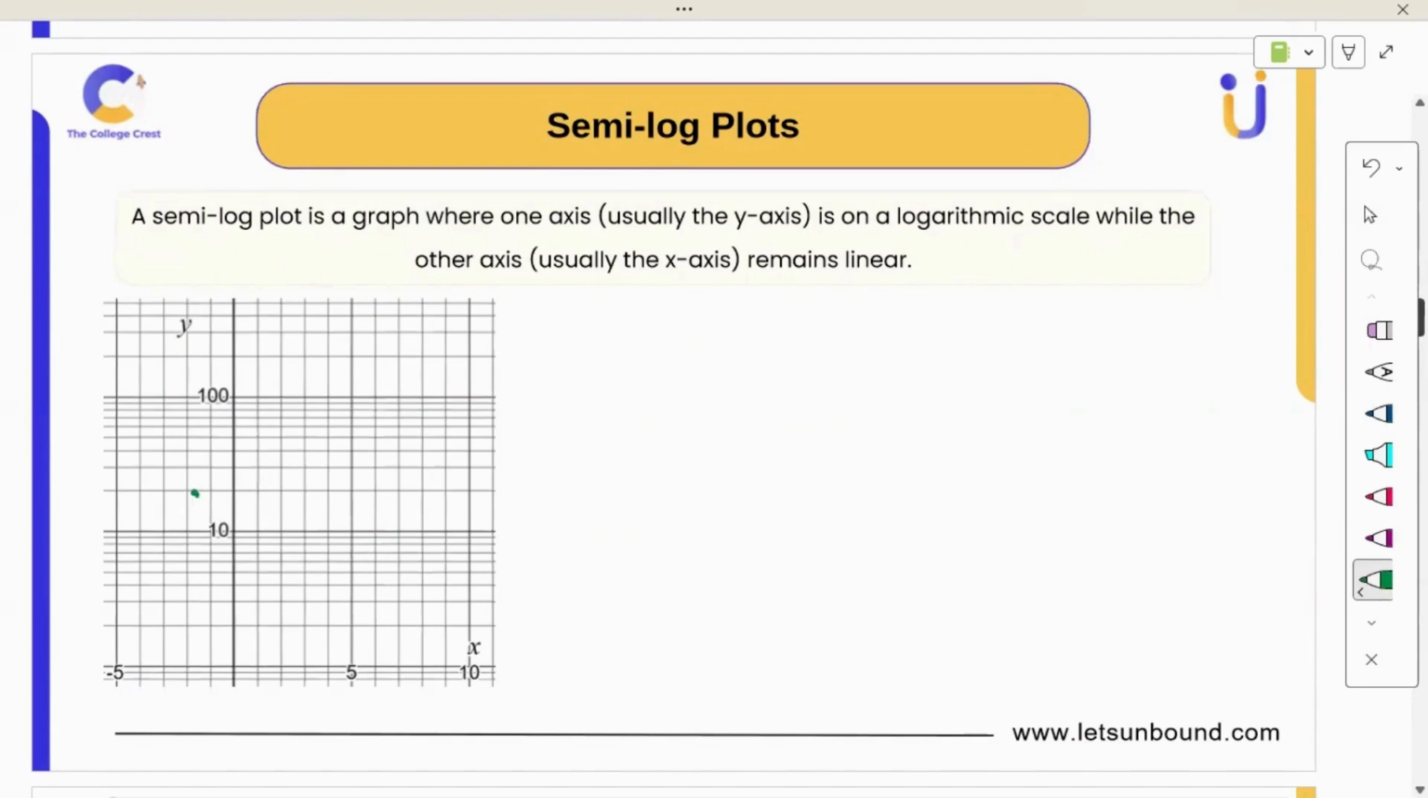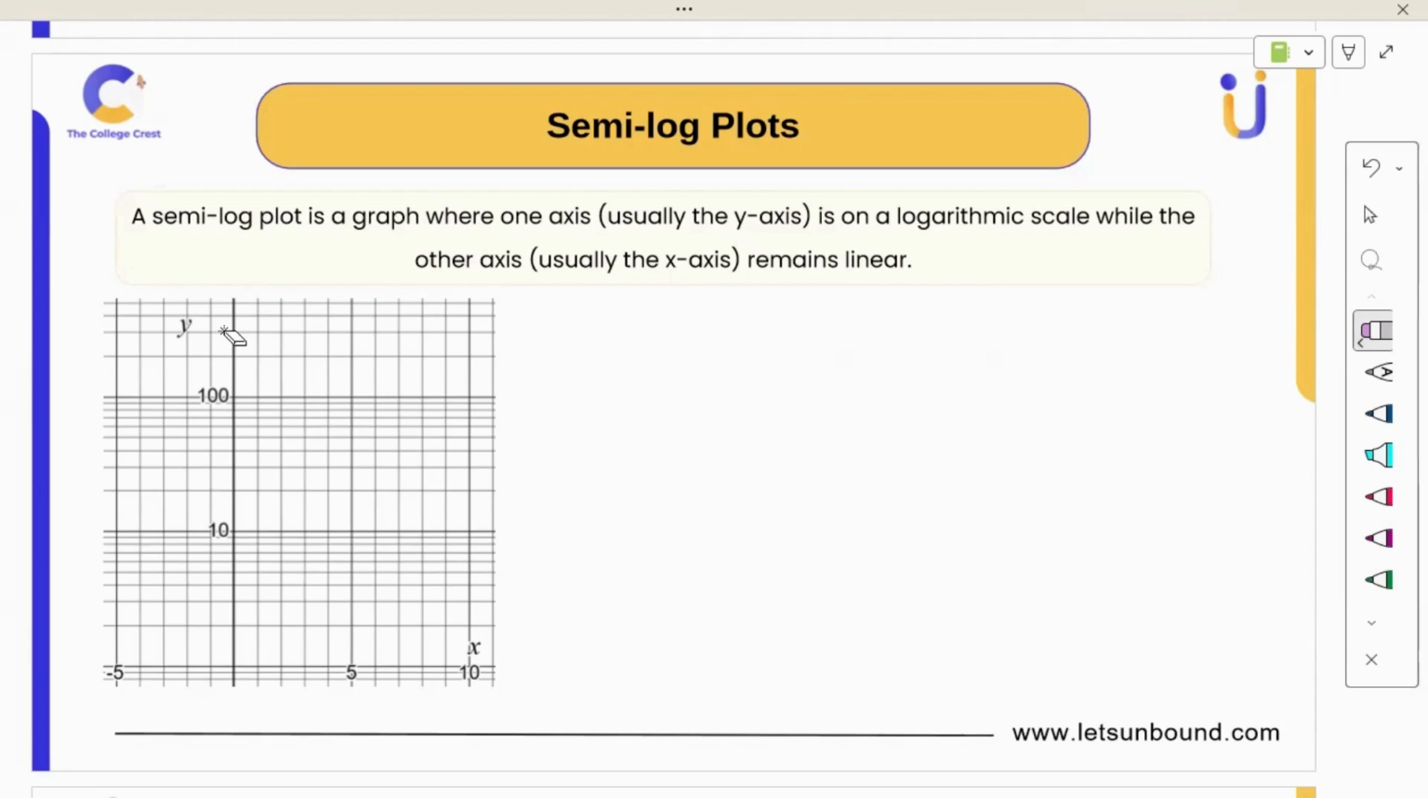From 10 to 100, it will go like 20, 30, 40, 50, 60, 70, 80, 90, 100. And from 100 to 1000, it will go like 200, in hundreds; it gets multiplied. So this is how the logarithmic plotting will be done. It's not equal spacing like linear.